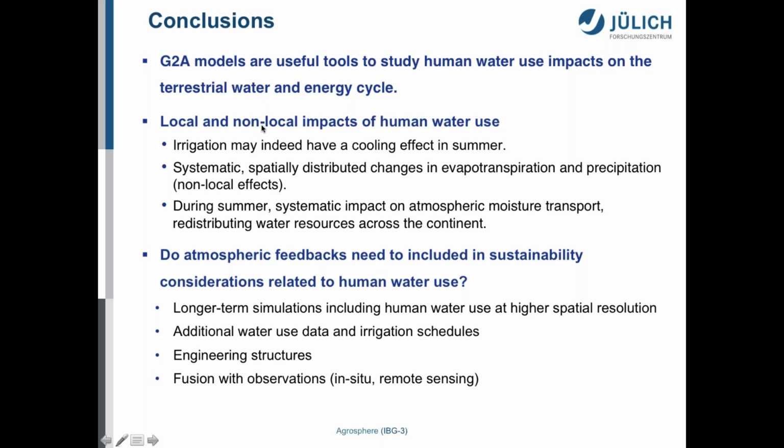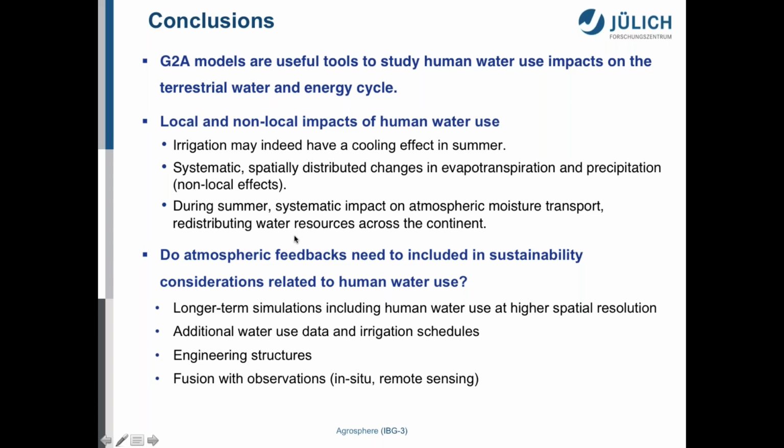The water use has local and non-local impacts. Some of them are very intuitive, for example, the potential cooling effect in the summer. But it's also very interesting to see that we arrive at systematic, spatially distributed changes in evapotranspiration and especially in precipitation, which we attribute clearly to atmospheric non-local transport processes. And during summer, the systematic impact on atmospheric moisture transport apparently redistributes water resources across the continent.